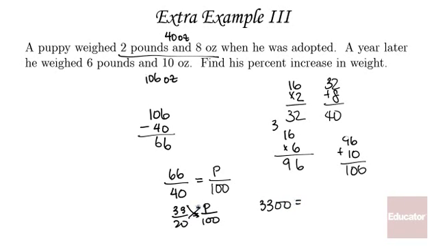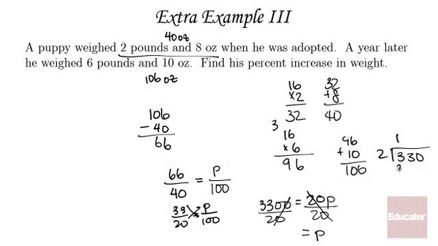3,300 equals 20p. Divide both sides by 20. I'm going to simplify first by taking off these zeros, basically dividing by 10. That'll make my division a little bit easier. Goes in once, goes in 6 times, and goes in 5 times perfectly. So the percent of increase in weight is 165%. So he has more than doubled his weight here, 165%.